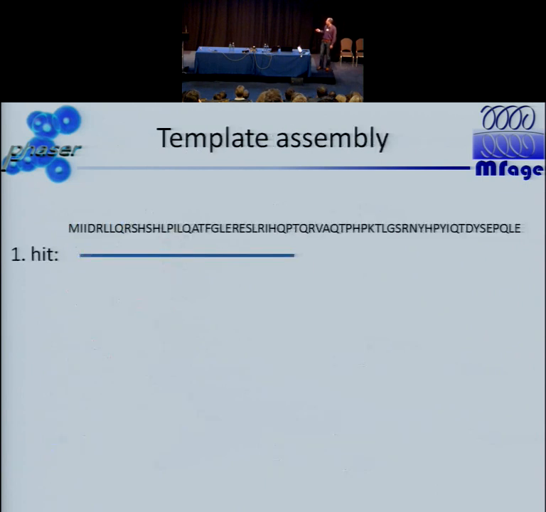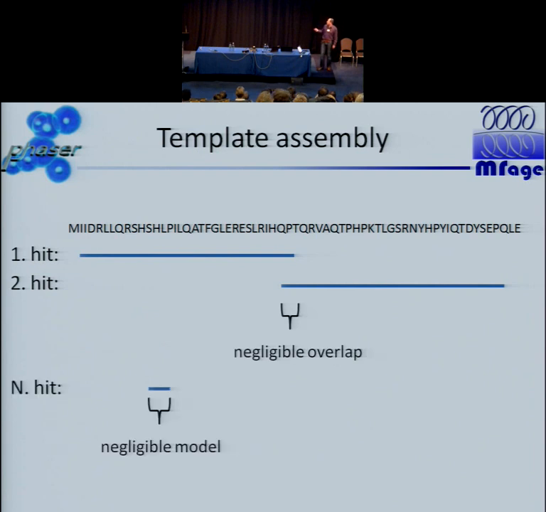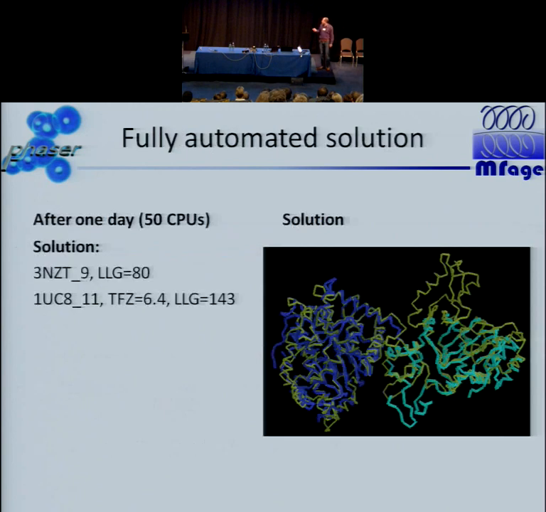Anyway, for our purposes, what we need is just a way to assemble the homology search hits that are for the same component. So the first hit would cover this, and then a second hit would possibly not start right here, but there might be a little overlap, and this is something we have to allow. And of course, there will be search models that are too small to be useful, and we have to discard those.